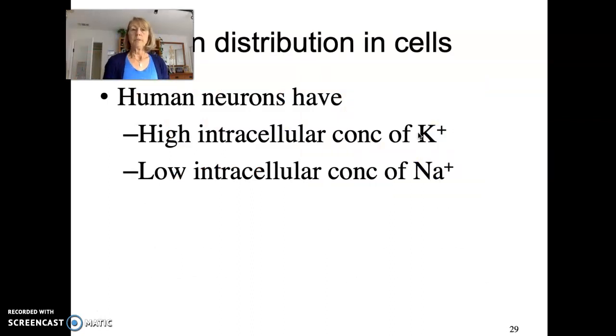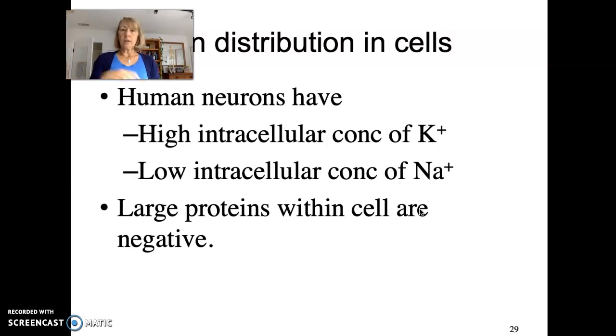So, human neurons have a high intracellular concentration of potassium, like that drawing showed you. Lots of potassium inside. We keep it that way by pumping the sodium out, so it's low intracellular sodium. And if you keep pumping it out and keep pumping the potassium in, then you're going to end up with that situation where there is this potential difference. Like the dam, you had to build something really strong for it not to go in the other direction. So this is it. We're putting energy into creating that difference.